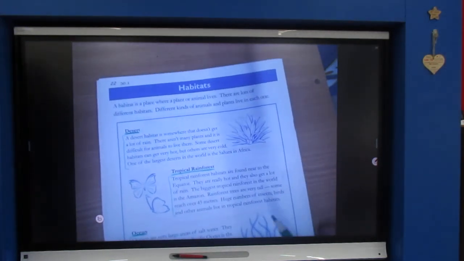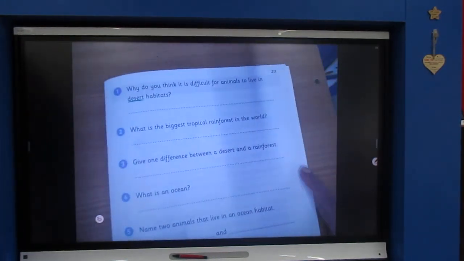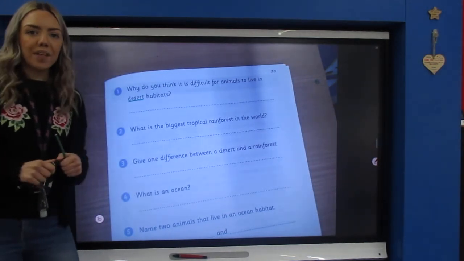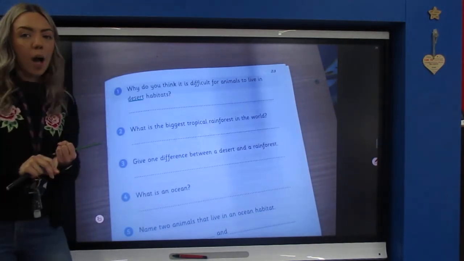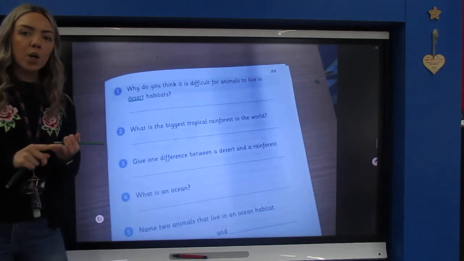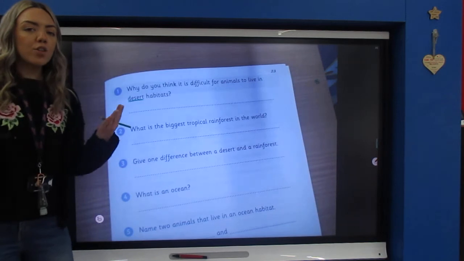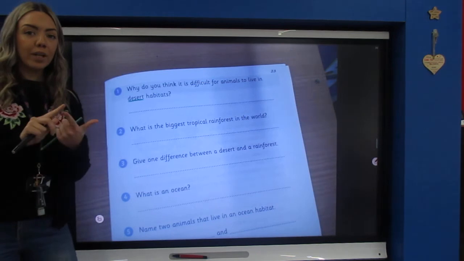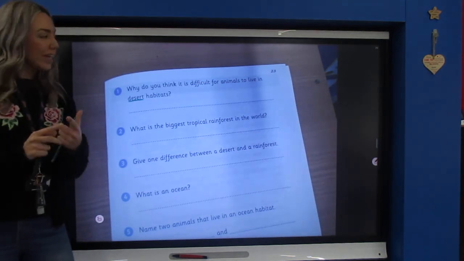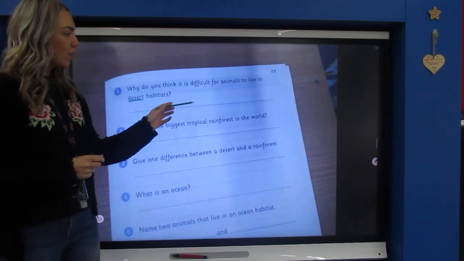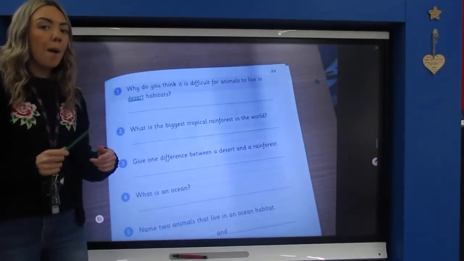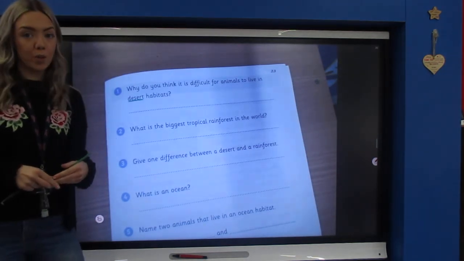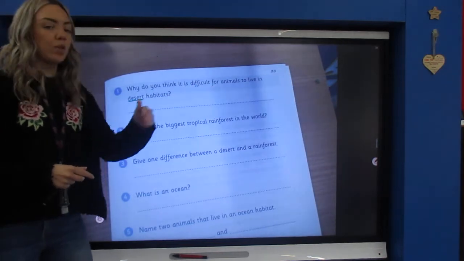So thinking about what we've just read and going back to our question, why do you think it's difficult for animals to live in the desert? Well, I know that the text has just told us that there are not many plants and it's very hot, which means there's not much water. And what do we need to survive? What do animals need to survive? We need food and we need water. So we know that animals find it difficult to live in the desert because it is very hot and there isn't much food. So we know now that that would be our answer.